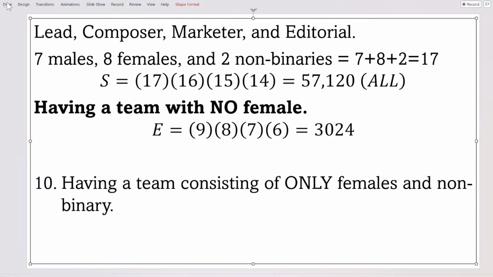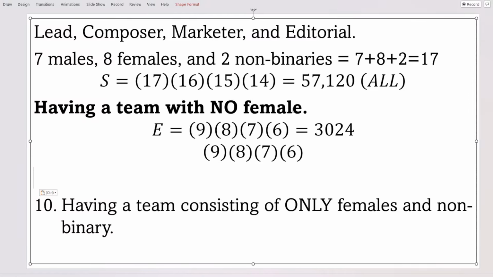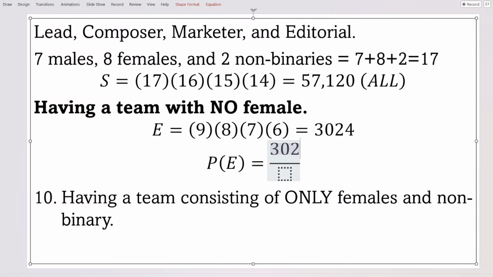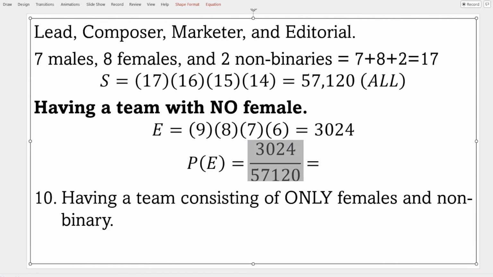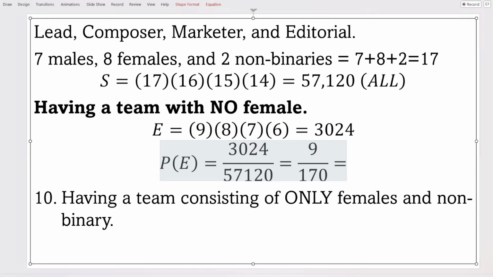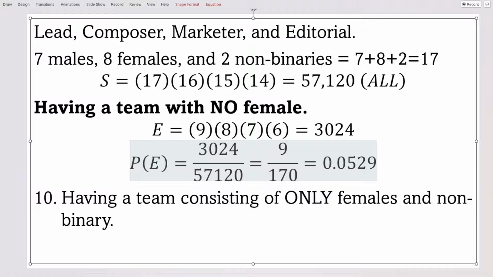3024. Of course, final step, the probability is again the number of outcomes we want, 3024, divided by all the possible outcomes, 57,120. Okay, put this in the calculator. You will get the lowest term, which is 9 over 170. So in this case, 9 over 170, the decimal is 0.0529. Okay, so that is the answer when you're looking for a team with no female.